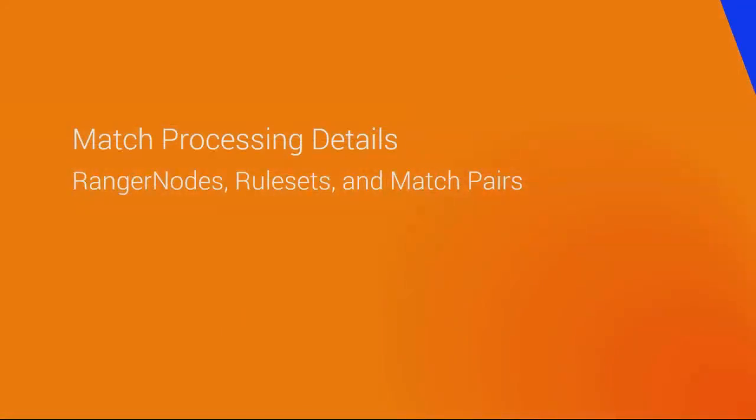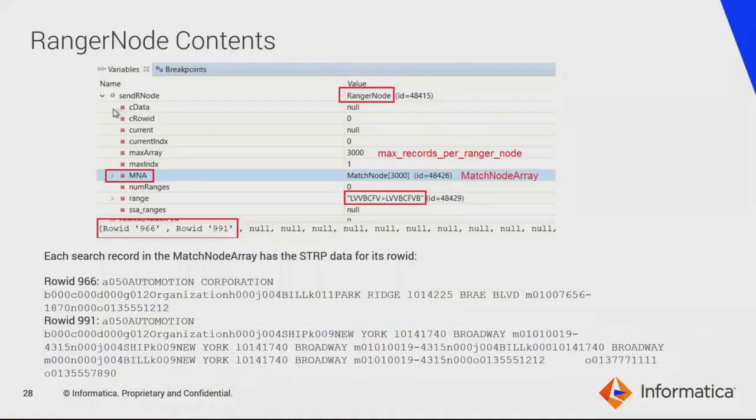Okay, so now we're getting into the nitty-gritty of what it looks like when we're doing our matching. If you remember, I talked about these units of work called Ranger nodes. They contain up to 3,000 search records from the batch, and that's in this thing called the match node array. So there's up to 3,000 elements. We only have 2 elements in our batch.